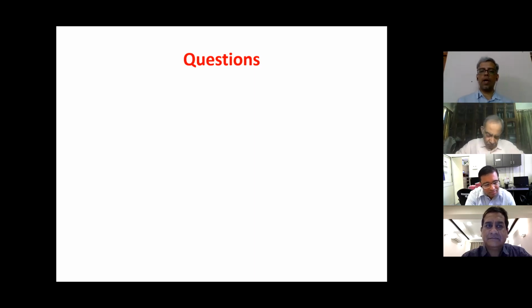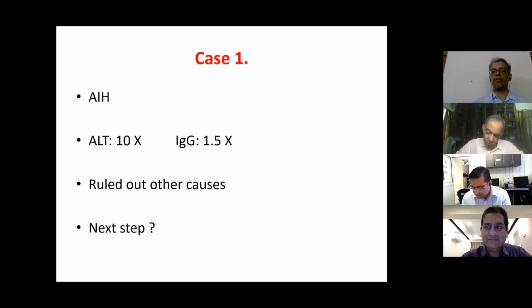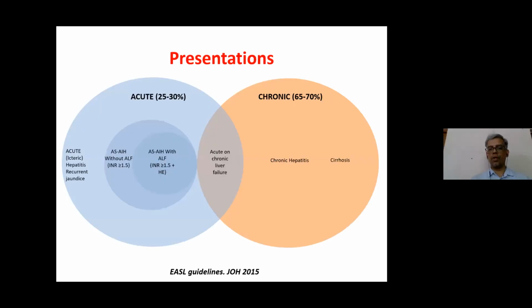Okay, good. So I'll move now to the next part of my talk, which is the management of autoimmune hepatitis. Coming back to our case, it was diagnosed as autoimmune hepatitis based on the clinical suspicion, laboratory parameters, positive autoantibodies, and a suggestive liver biopsy. You have ruled out all other causes. Now what? Do we treat?